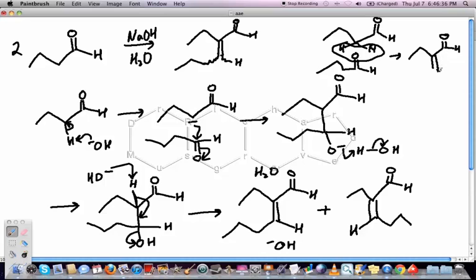And because we've got different things attached to both carbons from the double bond, that means that we are going to get cis and trans isomerism. So that's how you can figure out what the product will be without doing the mechanism.